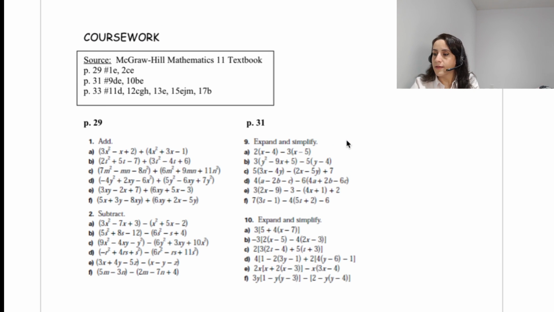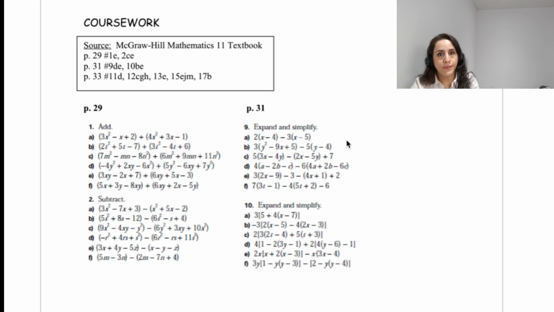I'm going to keep this slide for about 1 minute, so if you'd like to take a picture, a screenshot or whatever, do so, and please practice. Also, if you have the McGraw-Hill Mathematics 11 textbook, you can use these pages to do more practice.